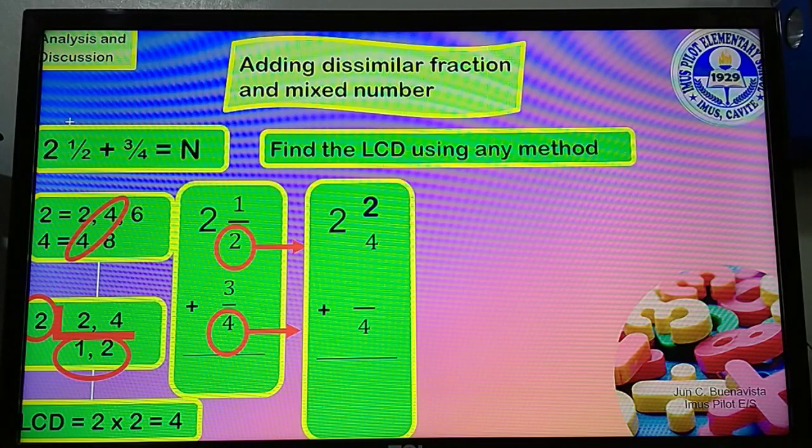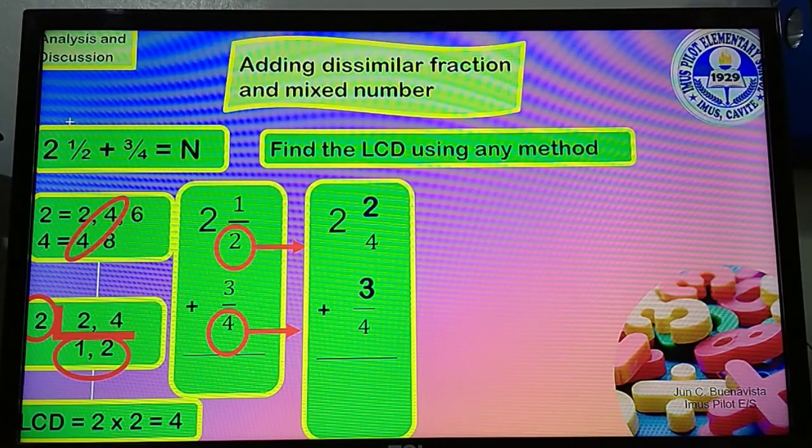Now, for the second one, 4 divided by 4 equals 1 times the numerator, which is 3, equals 3. So, now, look at our new fraction. We have now 2 and 2/4 plus 3 and 3/4. So, what have you observed now to our denominator? They are now the same.